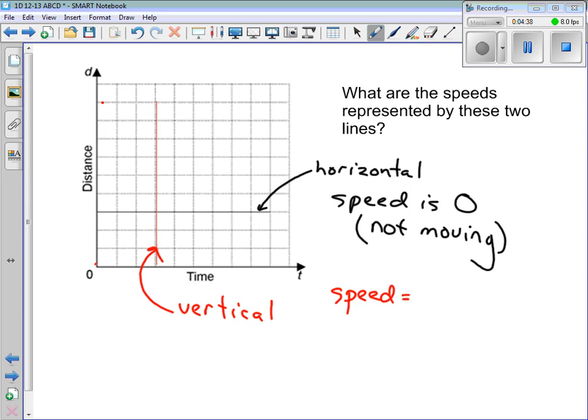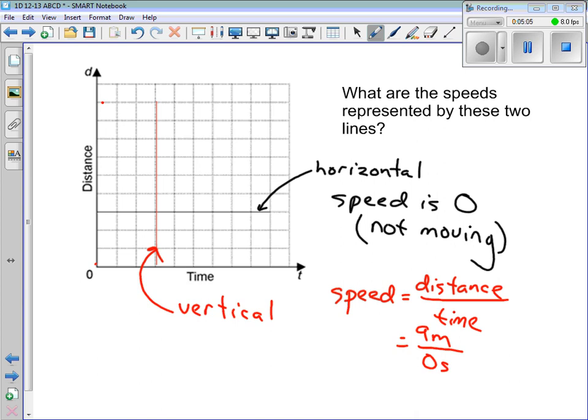speed is, of course, distance divided by time. Let's say this distance here is, I don't know, let's see, 2, 4, 6, 8. Let's say it's 9 meters. As Andrew said, the time that it's taken them to move this 9 meters is 0 seconds. Who's got a calculator?